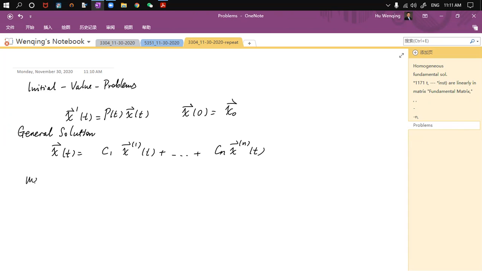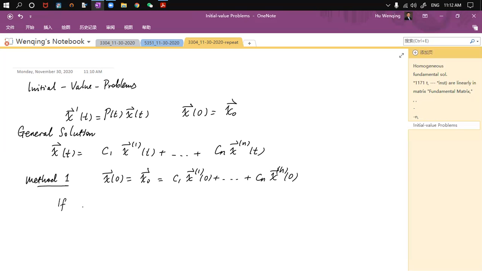Well, there are two methods that you can use to find the coefficients. The first method is that you just put in the initial condition here: x0 is equal to c1 x1 of 0 plus dot dot dot plus cn xn of 0. Once you have this, it means that you can find the unique C1 to Cn. Because of what?